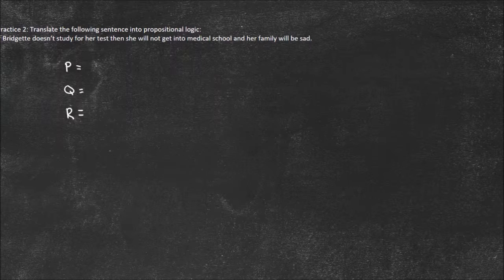And now we need to make them. So what is P going to be? Well, the first one I see is Bridget doesn't study for her test. So I'm going to say Bridget studies for her test. So the first statement is Bridget studies for her test. I don't like to have a negation already inside of my statement because I can easily enough add a negation.